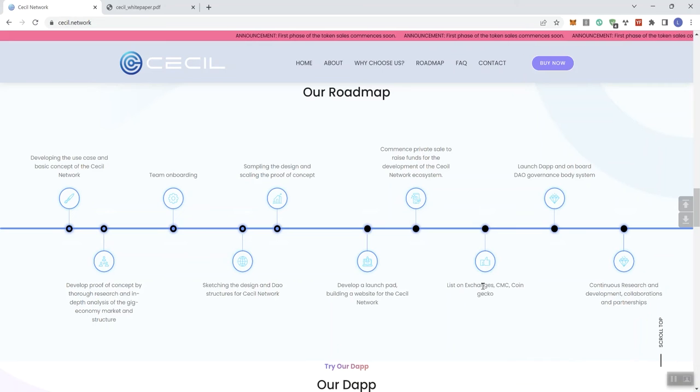So launch the DApp and onboard DAO governance body system and continuous research and development collaborations and partnerships. So the first thing that's noticeable about this roadmap, we get no timelines, so we need timelines on the roadmap. It would also be helpful to know exactly what's in process and what's already been completed. Those things are helpful.